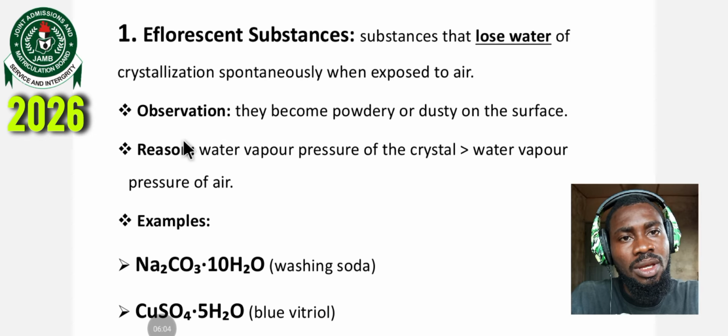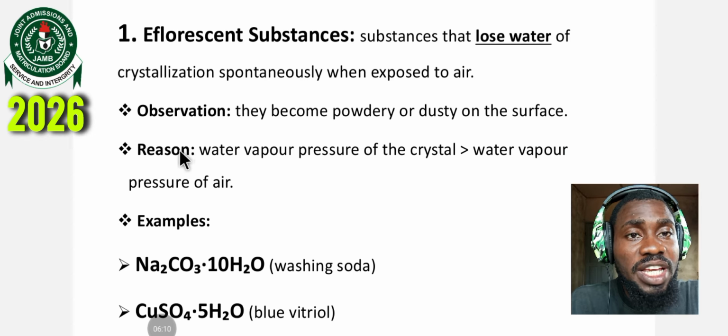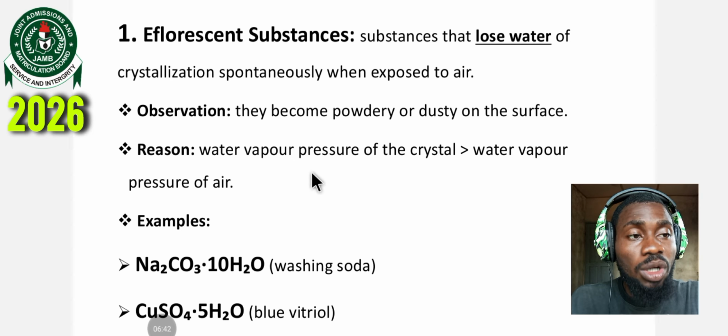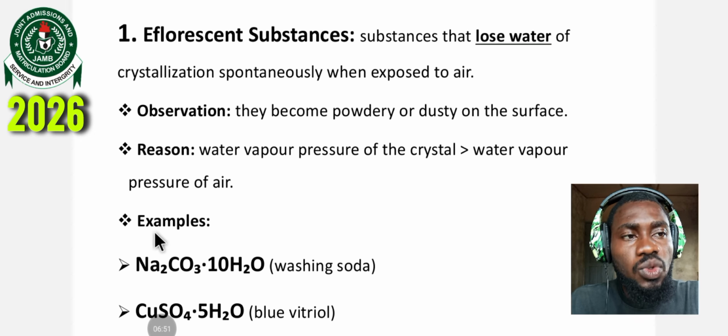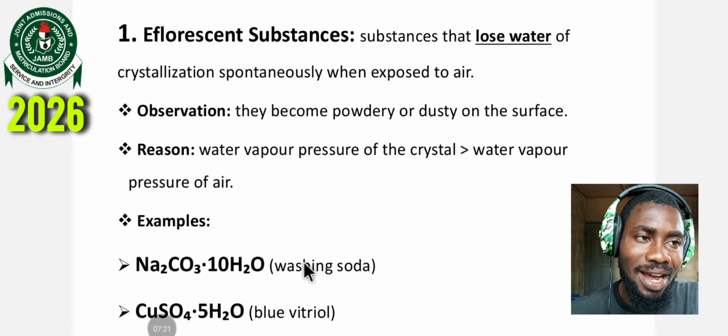That's the anhydrous form. What is the reason for losing water to the environment? Why does an efflorescent substance lose water to the environment? The water vapor pressure in the crystals of this compound is greater than the water vapor pressure of the air. Examples of efflorescent substances include sodium trioxocarbonate(IV) decahydrate, or washing soda.